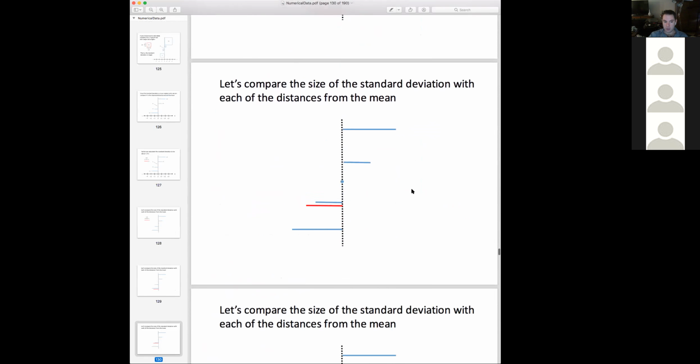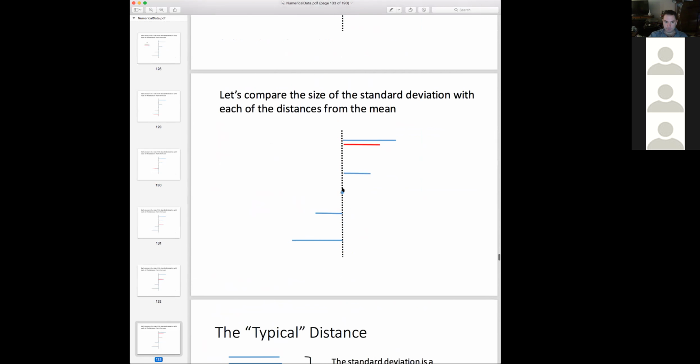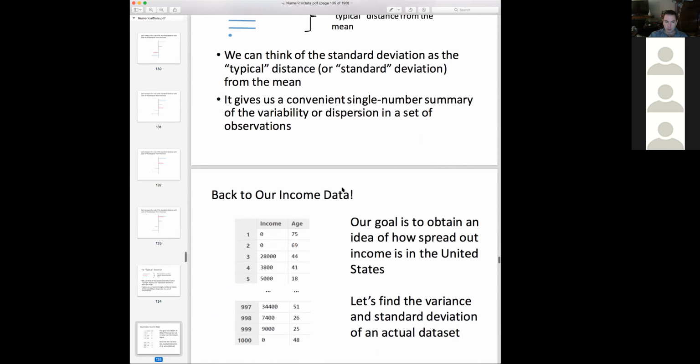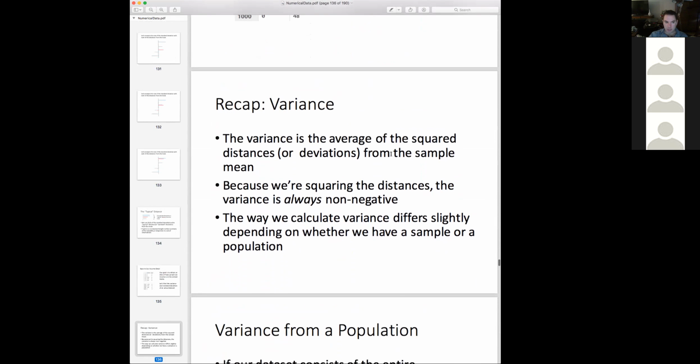The differences are smaller from the mean, so they fall alongside the mean more. So defined, the variance is the average of the square distances or deviations from the sample mean. And because we're squaring the distances, the variance is always non-negative. The way we calculate variance differs slightly depending on whether we have a sample or population.